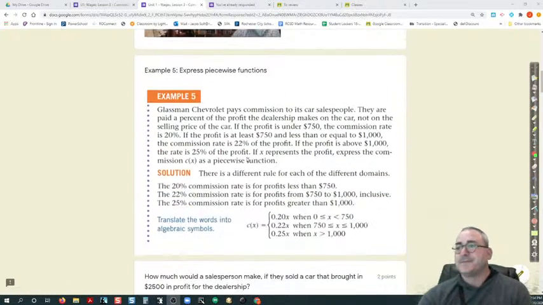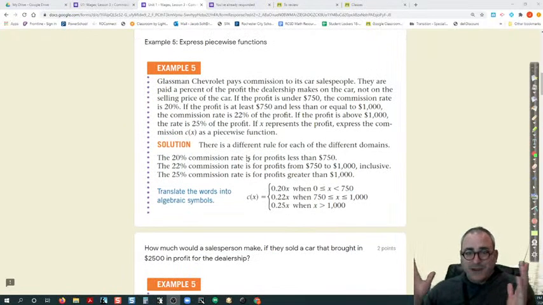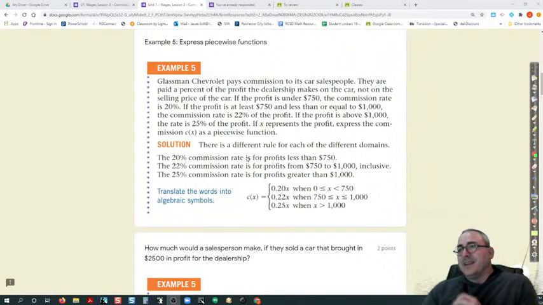All right, let's look at example 5 here. And this is a worked example, right? I'm going to present you with a problem. We're going to show you a worked example, and so you can kind of see how this is done.